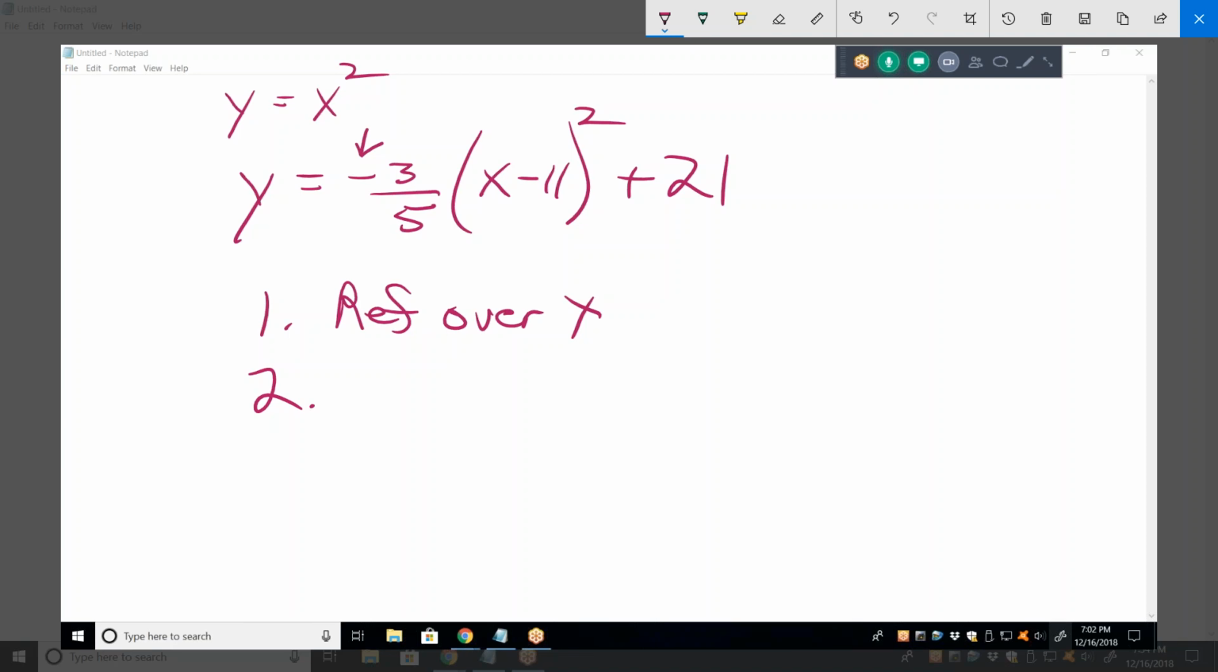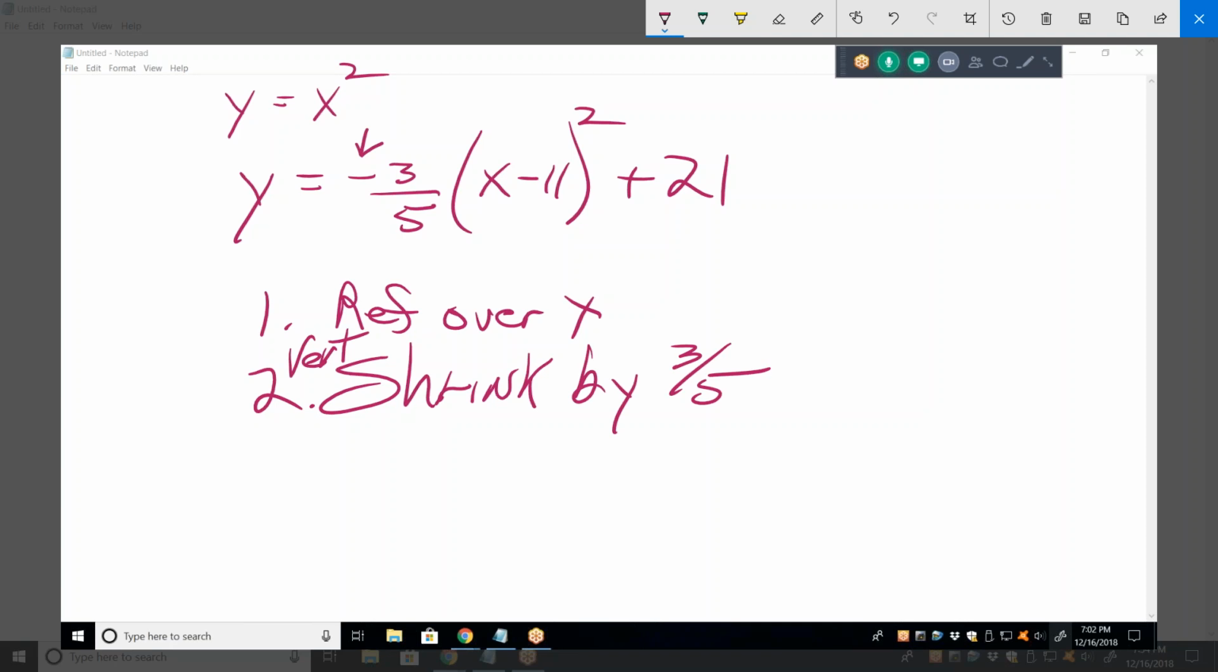It's a shrink. Vertical shrink. Because there are also horizontal shrinks. This is a vertical shrink by 3/5. Okay? What that means is if I had a parabola that looked like that, a vertical shrink is going to flatten it out. It'll make it look like that. As opposed to a stretch, which makes it more vertical.